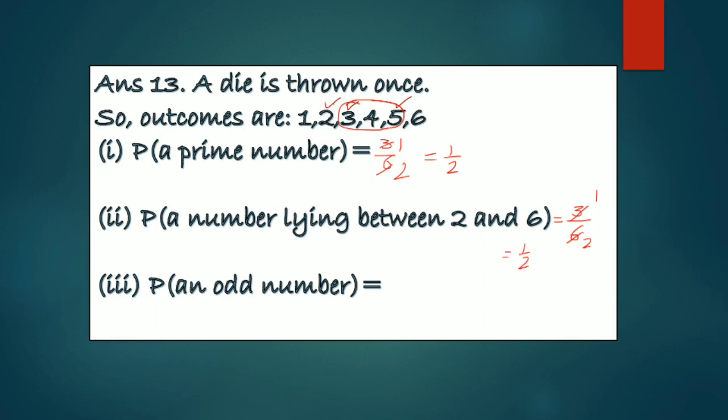Now the third part, probability of getting an odd number. See, 1 is odd, 3 is odd and 5 is odd. So the number of favorable outcomes is 3 and the total number of outcomes is 6. So the answer is 3 by 6. On simplifying, we get 1 by 2. Now let's move to the next question.